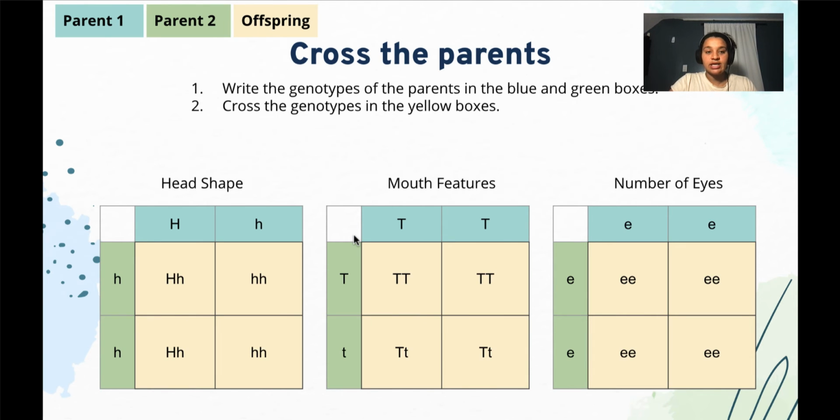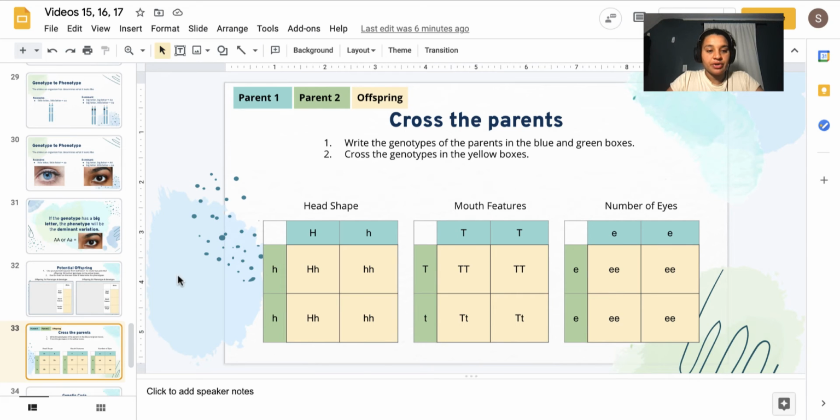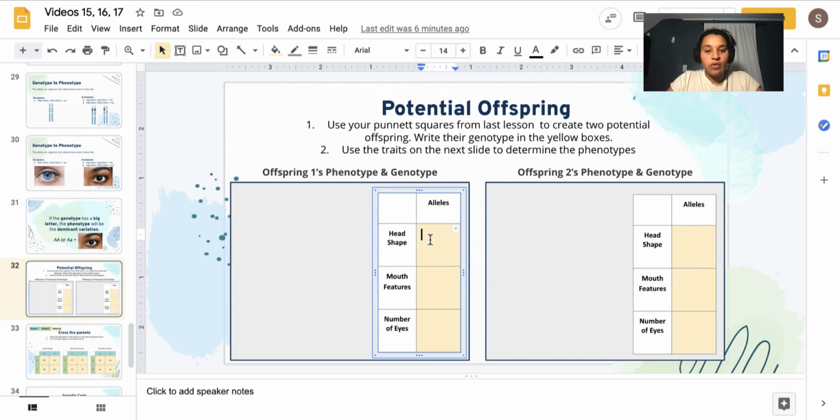So let's say this is the result of the crossing between parent 1 and parent 2, me and my partner. I'm going to look only at the yellow boxes. We're going to start with head shape. So I have different options of what I would like to pick as my genotype. For the first potential offspring, I'm going to pick big H, little h. So I'm going to go back to this slide, and in this allele box for head shape, I'm going to type big H, little h.